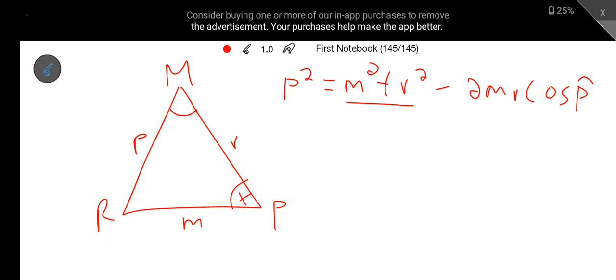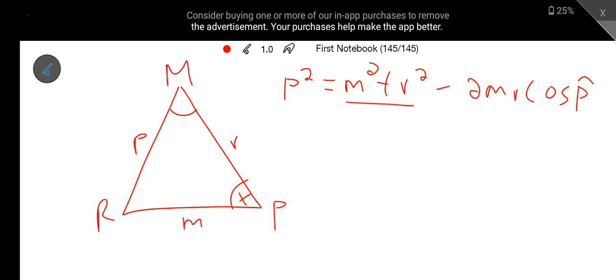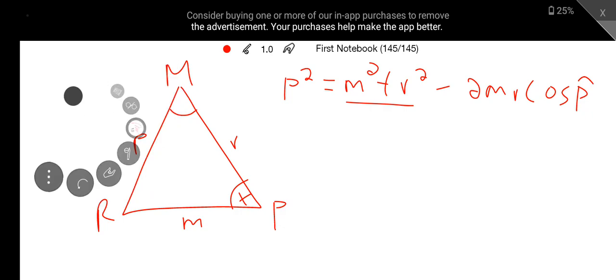I hope it's clear. Let's do some practice problems to see if we can apply this.